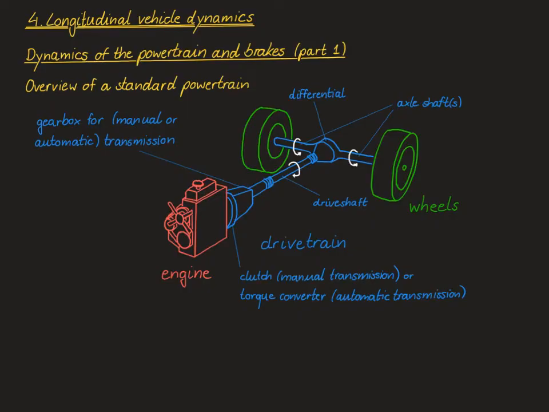Next, we'll go on by looking at each of these components in a little more detail. In this video, we'll start with looking at the engine and the brakes, which are connected to the wheels. And in the next video, we'll then look at the different components of the drivetrain. So let's begin with looking at the engine.